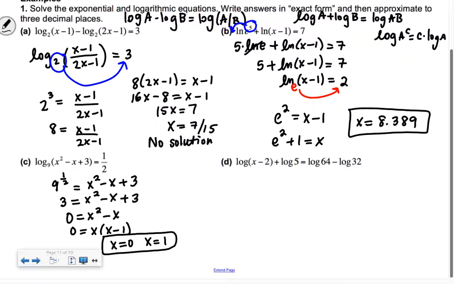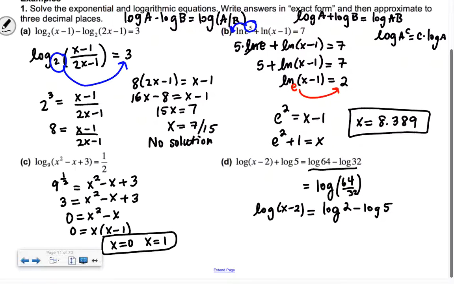All right, so we got a lot going on in the next one. So let's combine these two first. We would do that by the division rule. So we're going to have log of 64 over 32, which is log of 2. And then we're going to subtract out that log of 5. So it's a little tricky, but we know that that's going to be log of 2/5. So we have log of x minus 2 equals log of 2/5.